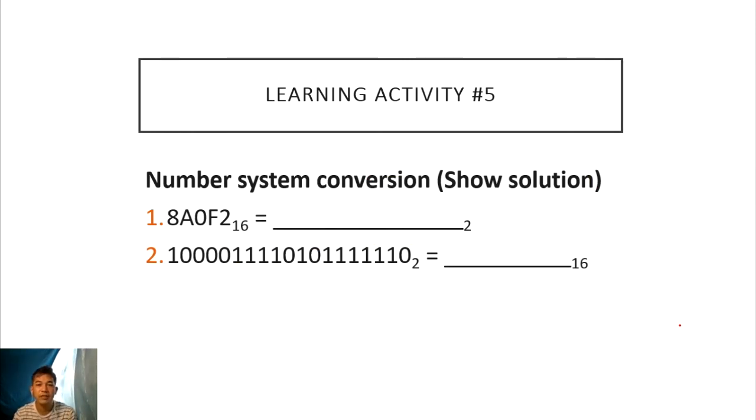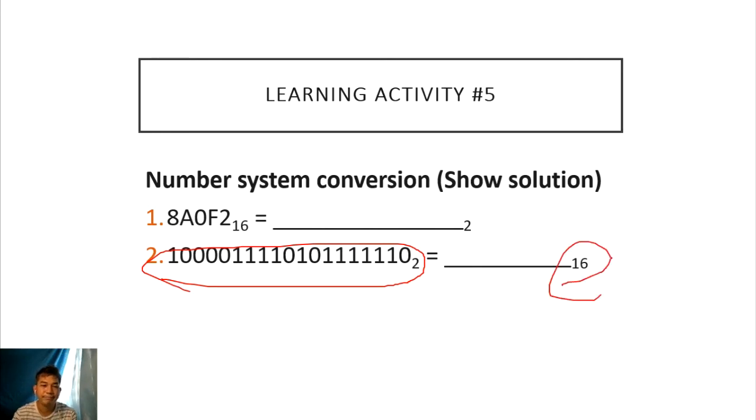For your learning activity number 5, you are going to convert the following. Number 1, 8A0F base 16: convert it to its binary equivalent, and then convert this binary number to its hexadecimal equivalent.